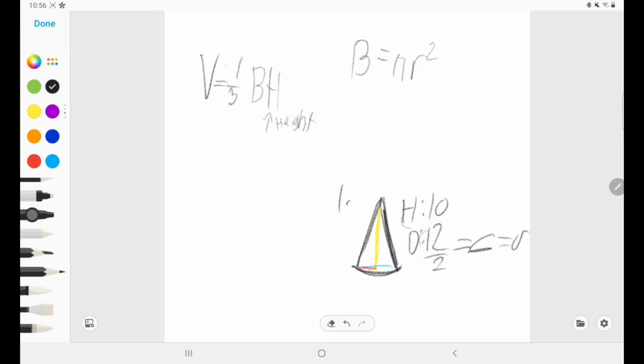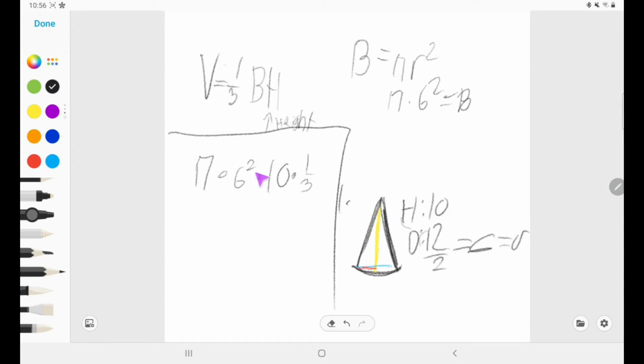So now all we got to do is plug it in. So pi times 6 squared is equal to b. So now we just have to solve for our equation. What is 6 squared? Well, it equals 36. 36 times 10. What does that equal?